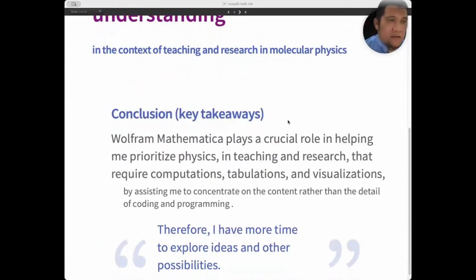Wolfram Mathematica plays a crucial role in helping me prioritize physics in teaching and research that require computations, tabulations, and visualizations by assisting me to concentrate on the content rather than the detail of coding and programming. Therefore, I have more time to explore ideas and other possibilities.